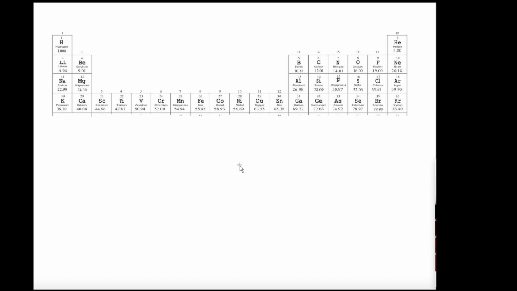Okay, Chem 7, welcome to the fourth video review for the common exam. This is supercritical material, supercritical. And today's topic will be periodic trends.